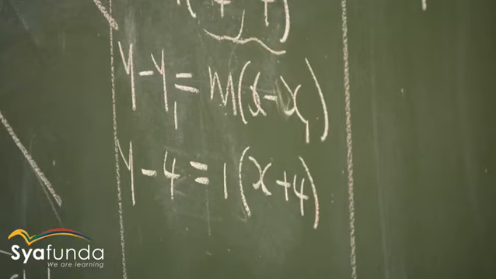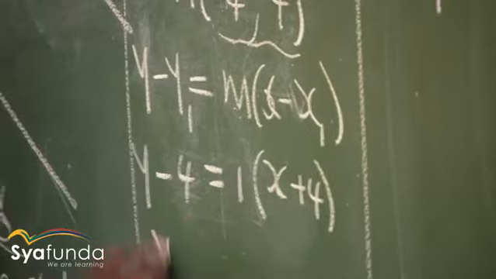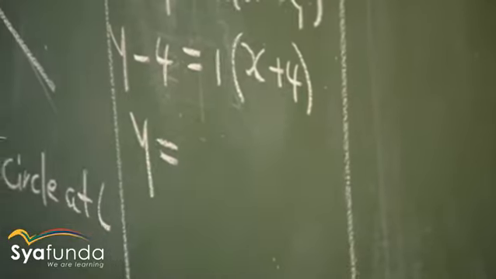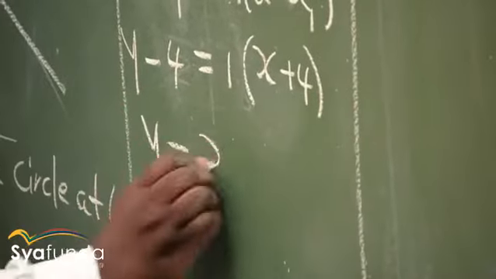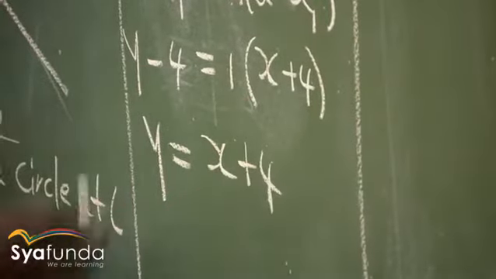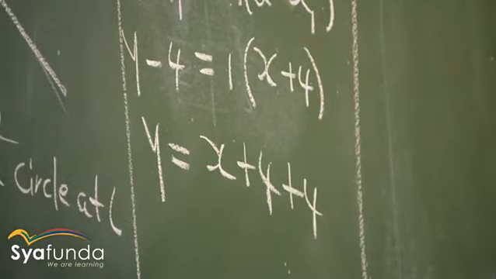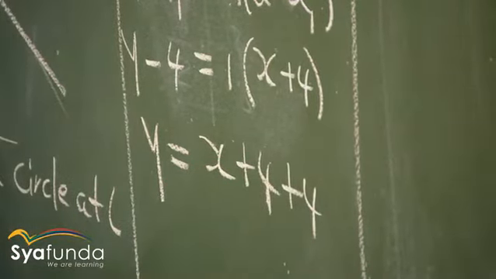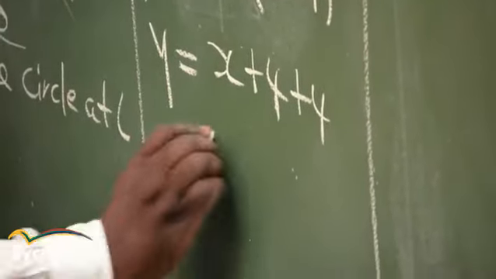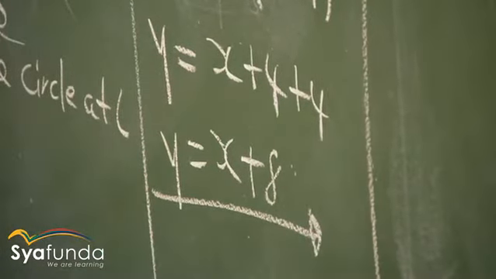Let's make y the subject. So we've got to take 4 that side. We're going to have y is equal to 1 times x, which gives us x, and 1 times 4, which gives us plus 4. Remember, we're taking this y this side, so it's going to be positive 4 as well. So what is the final answer that we have? The equation of the diameter is y is equal to x plus 8. This is the equation of our diameter in this particular case.